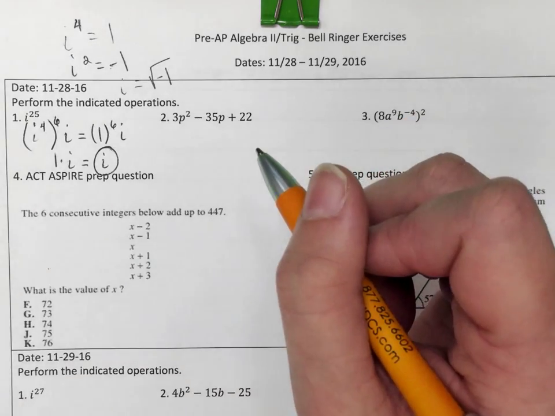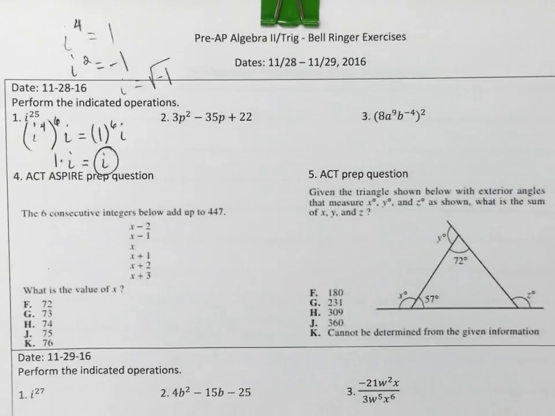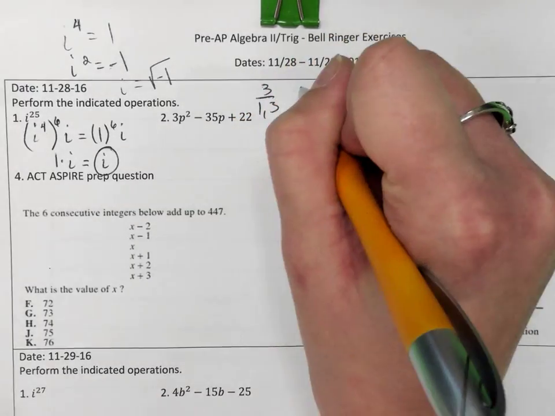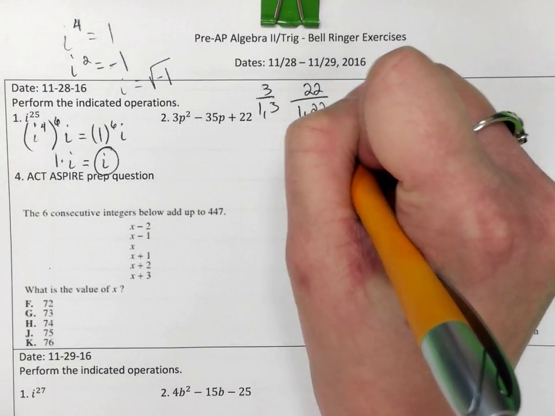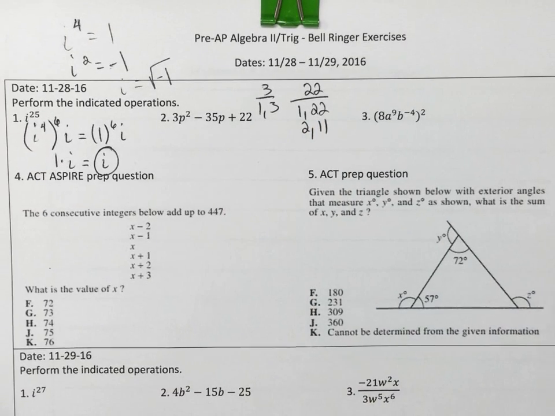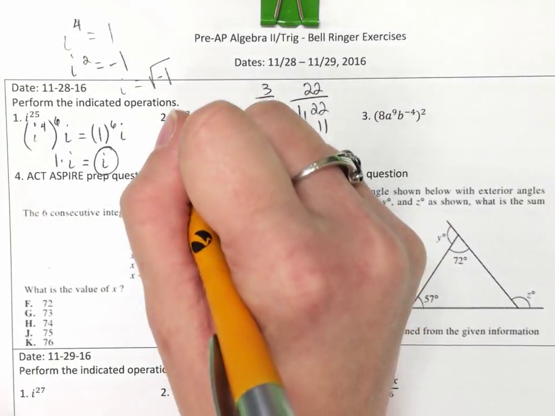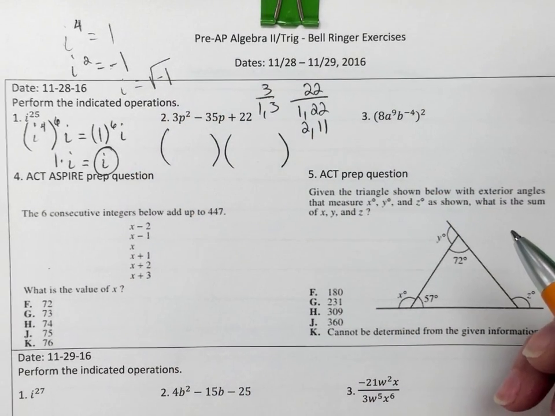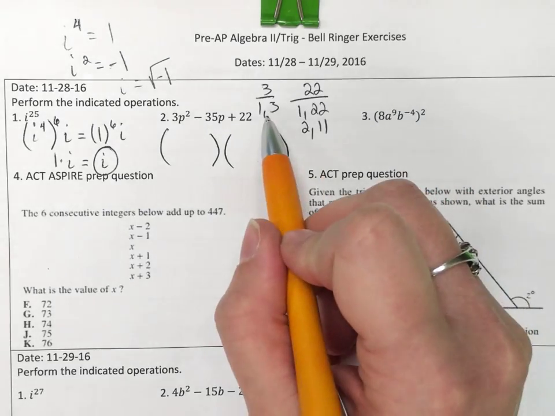Does it have a GCF? No. So I got to find factors of the front number and factors of the back number. Y'all okay so far? Where am I trying to get to? Negative 35. Okay, I know my first has to be which numbers? Because they're not changing. 3 and 1, right?